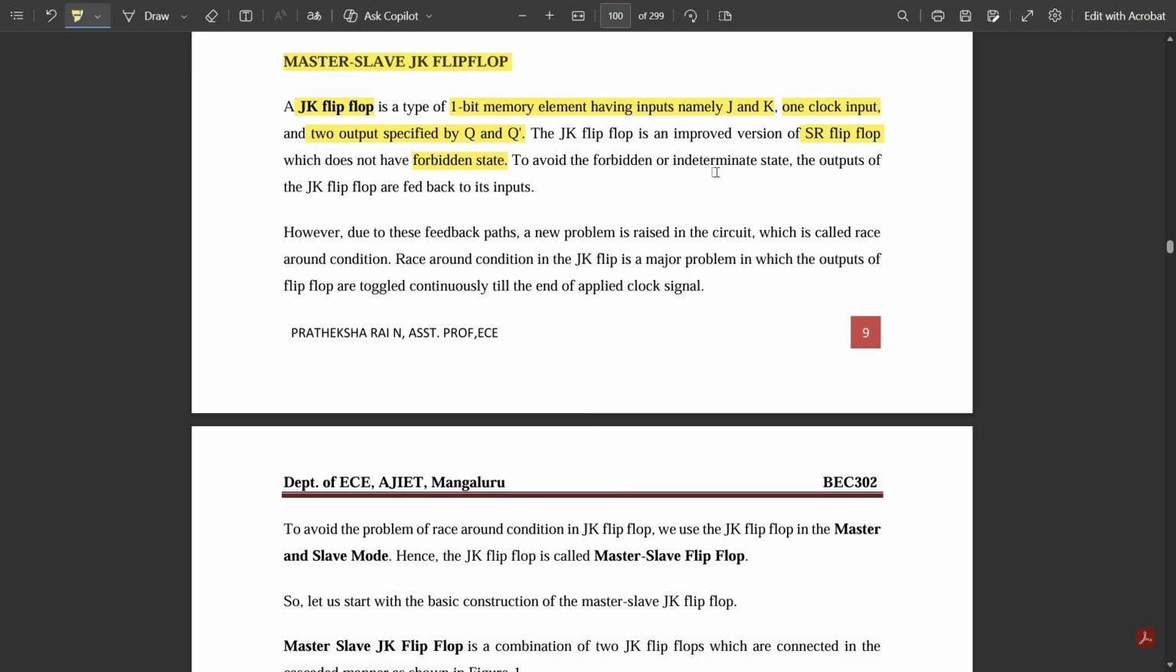To avoid the forbidden or indeterminate state, the outputs of the JK flip flop are fed back to its inputs. However, due to these feedback paths, a new problem is raised in the circuit, which is called the race around condition.